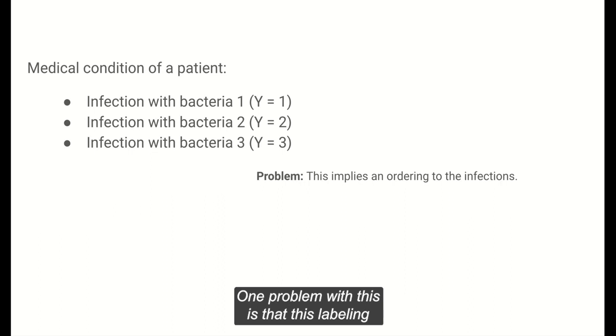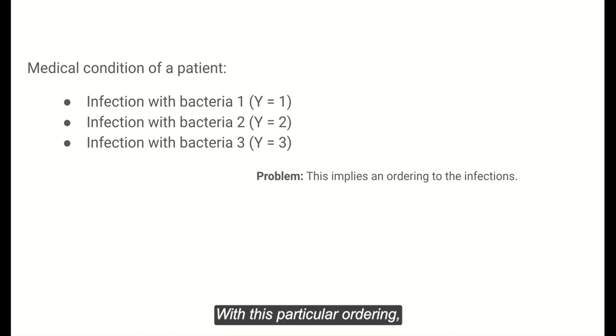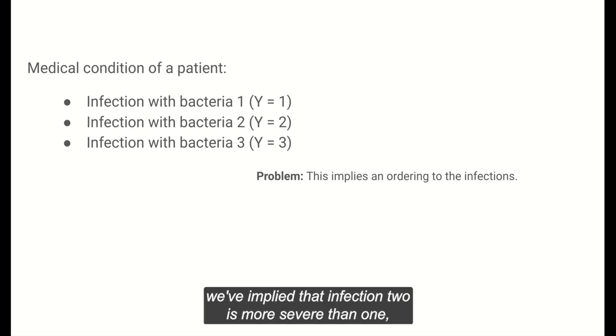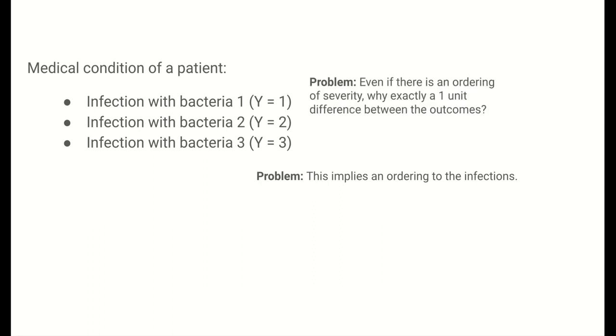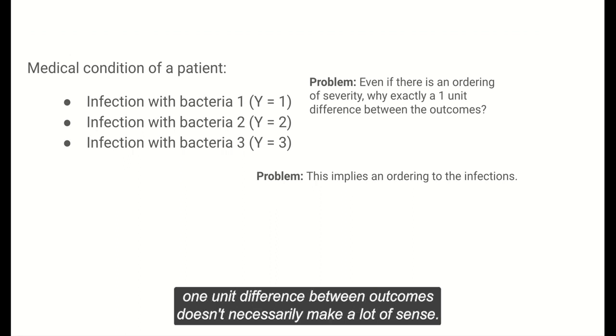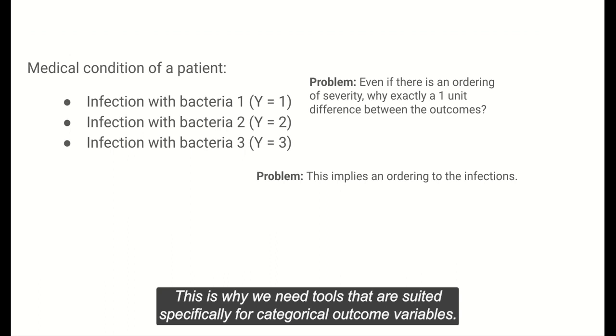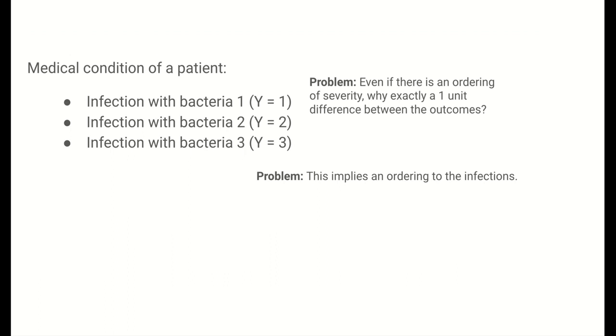One problem with this is that this labeling implies an ordering to the three types of infection. With this particular ordering, we've implied that infection 2 is more severe than 1, and that infection 3 is more severe than both 1 and 2. Another problem is that even if 1 is the least severe and 3 is the most severe, the exactly 1 unit difference between outcomes doesn't necessarily make a lot of sense. No matter what numbers we assign for the three conditions, we'll face problems like this when trying to use linear regression. This is why we need tools that are suited specifically for categorical outcome variables.